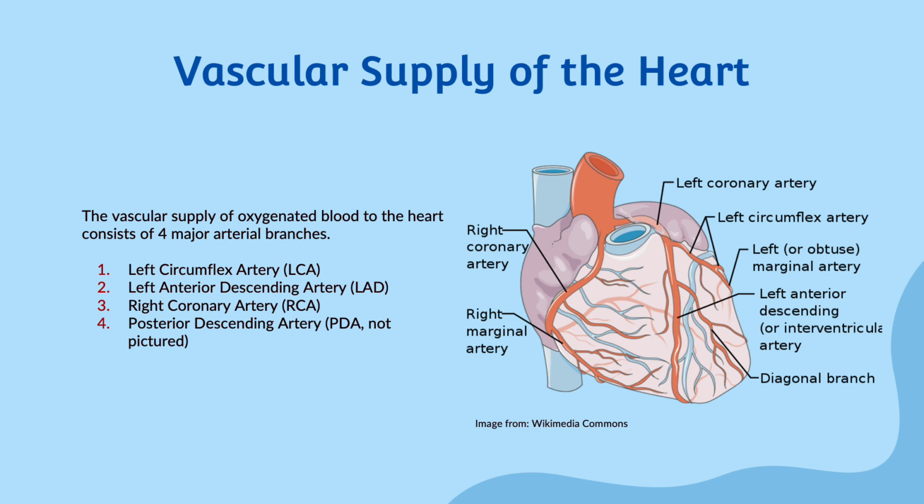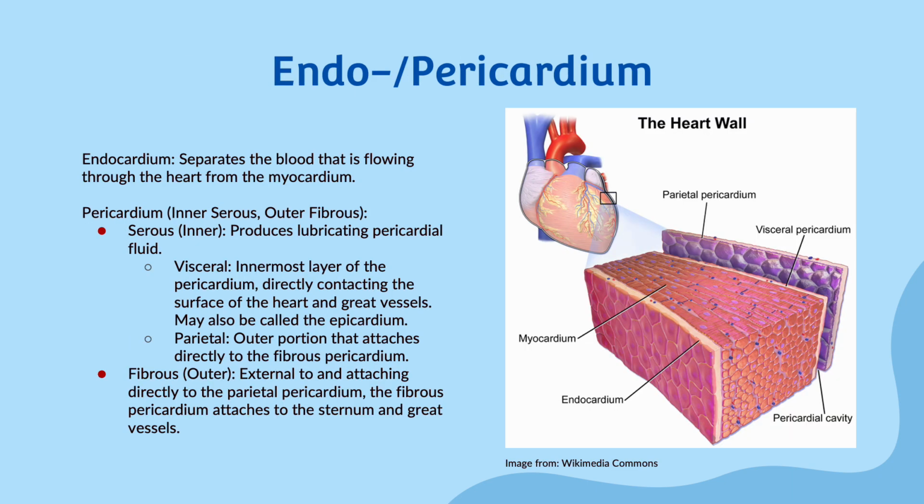The heart has 3 layers: the endocardium, myocardium, and epicardium. The endocardium is the innermost layer and lines the chambers of the heart and the heart valves. It is composed of endothelial cells and a thin layer of connective tissue. The myocardium is the middle layer and is responsible for the contraction of the heart muscle. It is composed of cardiac muscle cells and a thick layer of connective tissue.